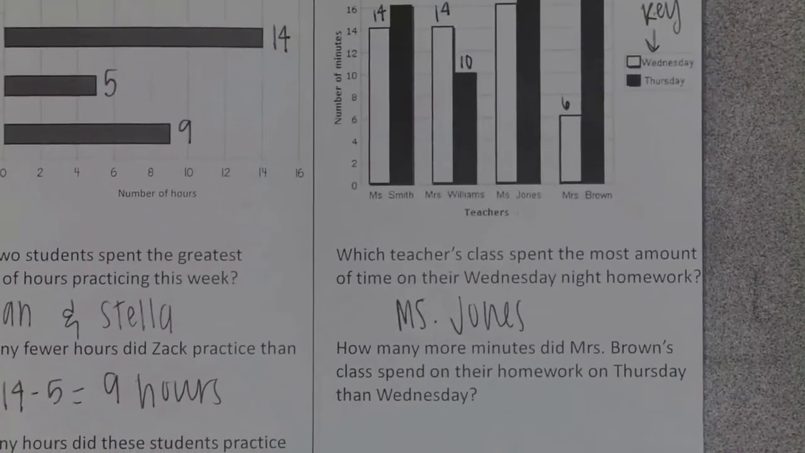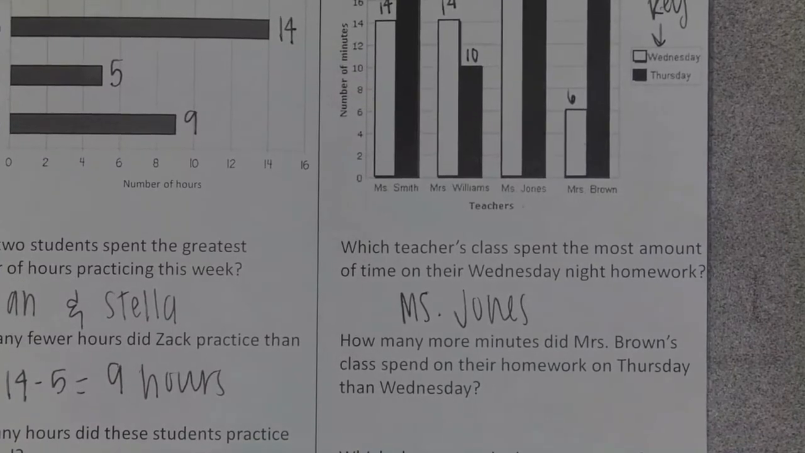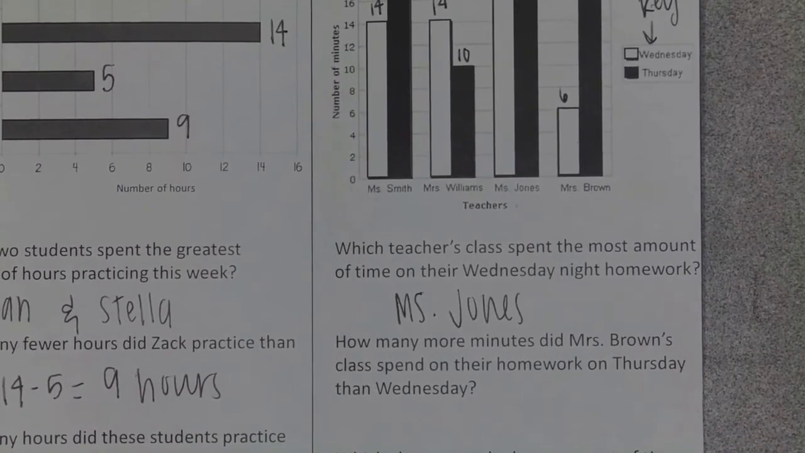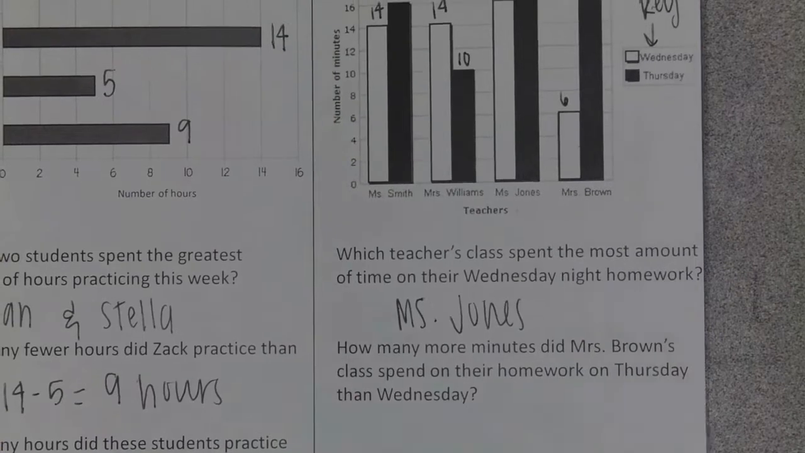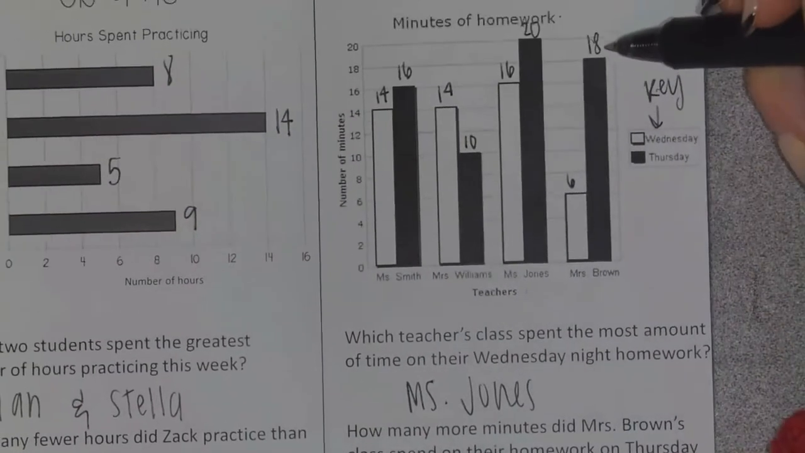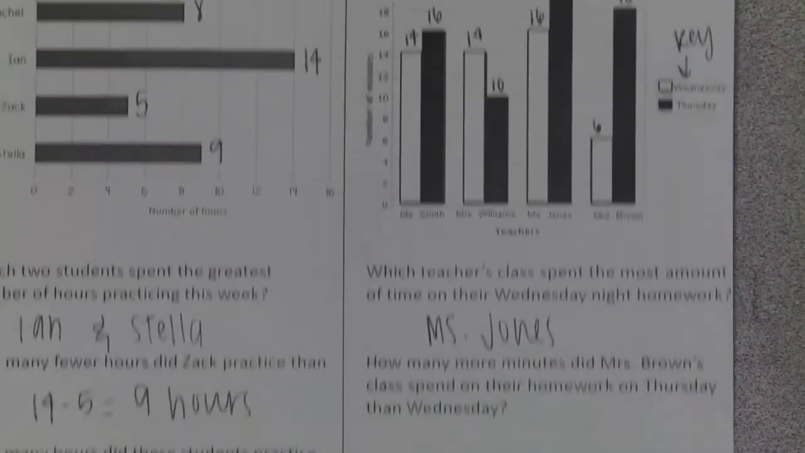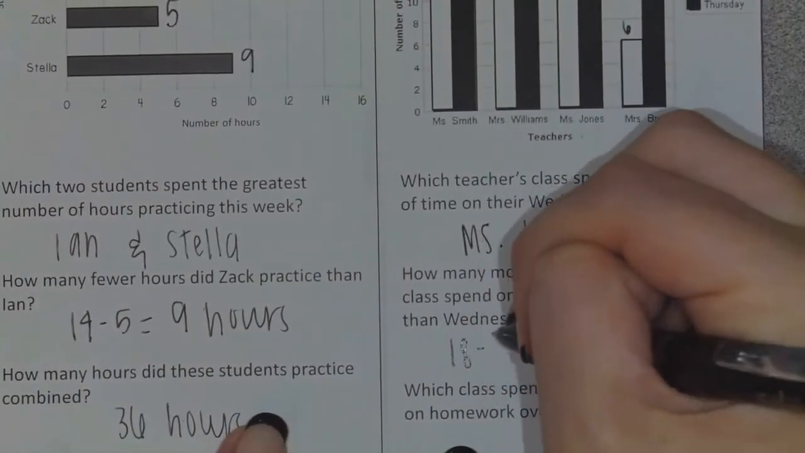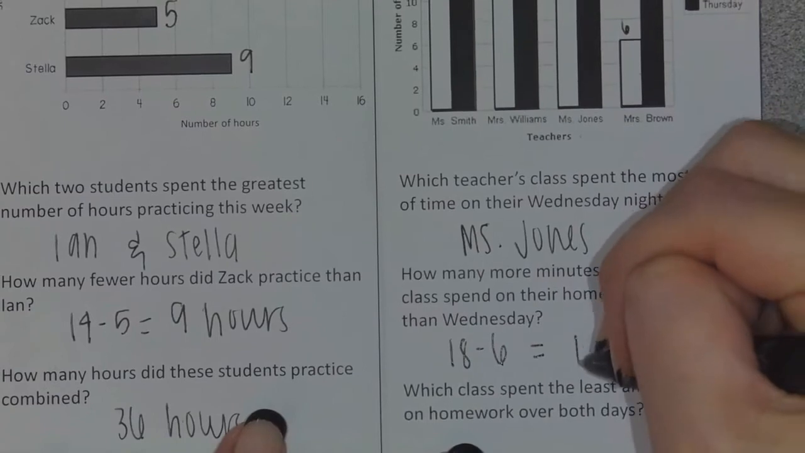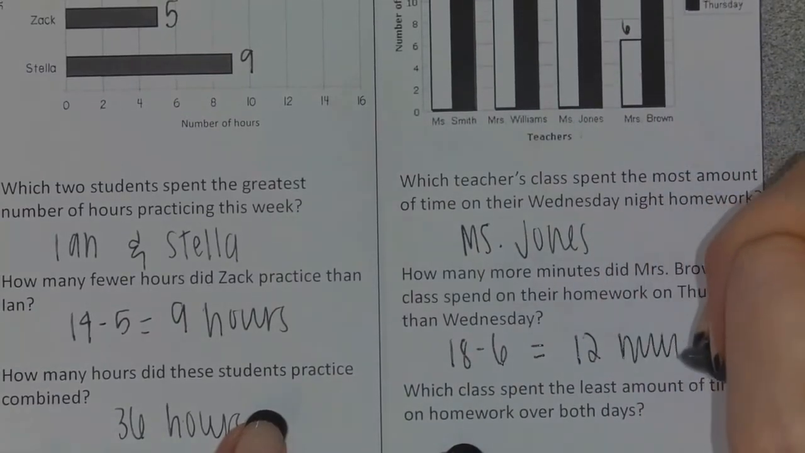Our next one, how many more minutes did Miss Brown's class spend on their homework on Thursday than Wednesday? So when we look at Miss Brown, their Thursday night homework was 18 minutes. Their Wednesday night homework was only 6 minutes. So 18 minus 6 would give me 12 minutes.